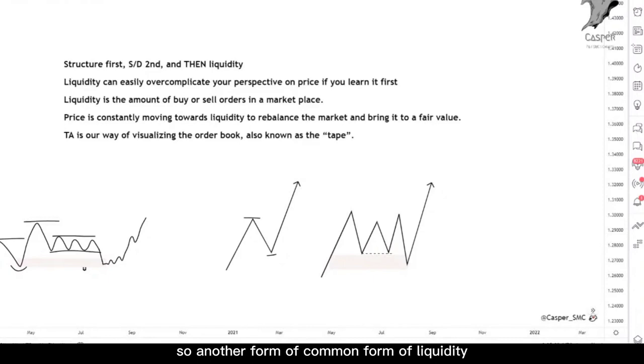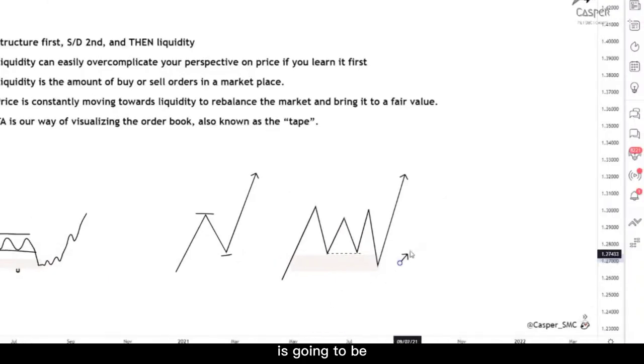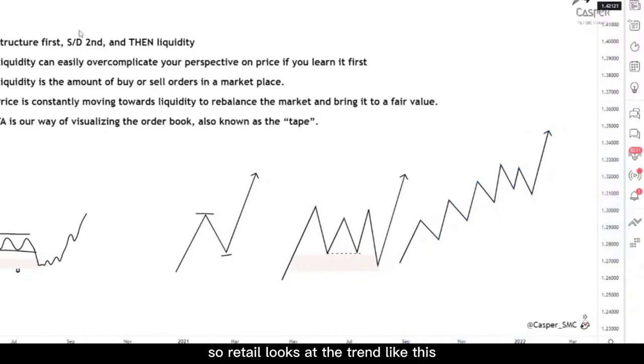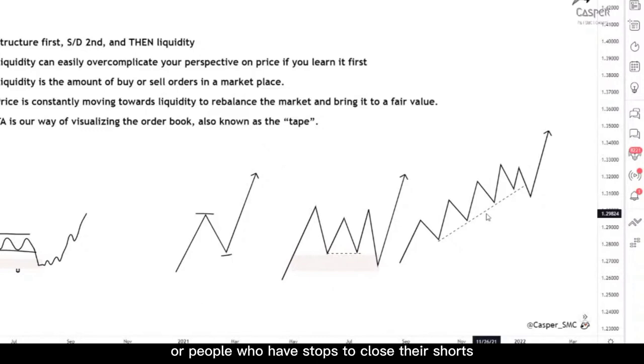So another common form of liquidity is going to be our trend line liquidity. So let's say this happens right here. So retail looks at the trend like this. So they say, oh, the downtrend or the uptrend's broken. We're going down. So there's sell side liquidity on this trend line. Buy side liquidity is above the current price, and it's buy stops, or people who have stops to close their shorts, or they're looking to trade breakouts. Just think of it as selling or buying interest among retail traders.